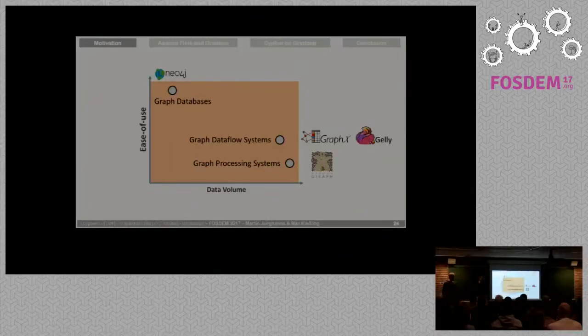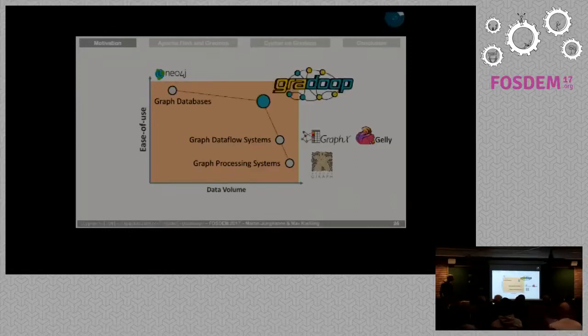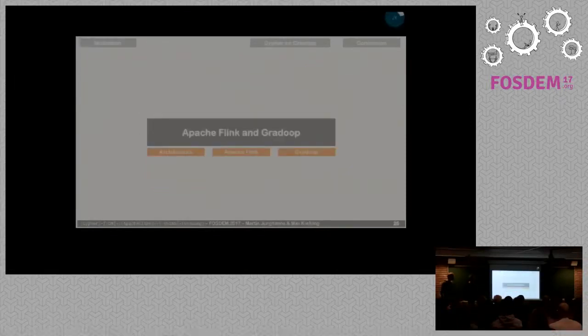Those are the graph dataflow systems. So, for example, it's also a graph processing system, but on top of a dataflow system like Apache Spark or Apache Flink: GraphX, for example, on Spark, Gelly on Flink. And now you see there's a free area in the upper right corner, and this is where we position our research project, which is called Gradoop, where we want to combine the expressiveness of graph databases, not as much as graph databases, but a little bit less, with also the scalability. So that's the goal of the project.